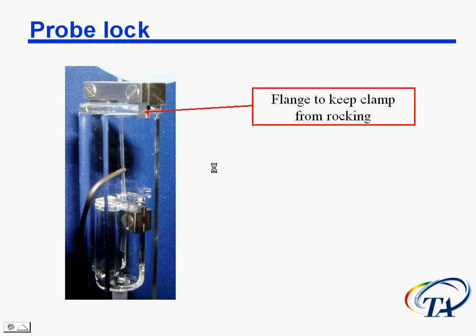For the film fiber probe, this is what this looks like. The new film fiber probe for the Q400 has got this flange in it, and that flange is to really keep it from rocking, and that goes in and lines up into a cut into the stage.